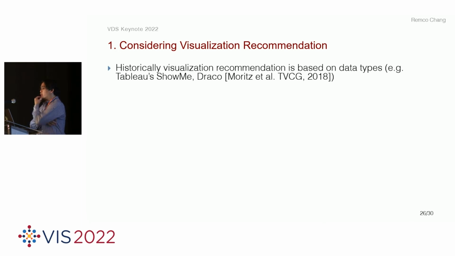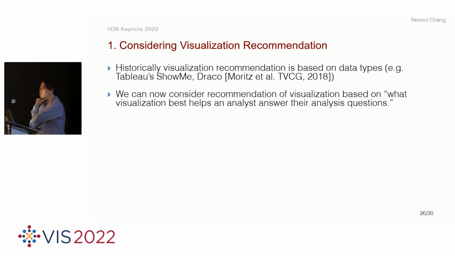So I mentioned that historically, we think about visualization recommendation as being based on data types, like Show Me and Draco. But now we can consider recommendation of visualization based on this notion of what visualization best helps an analyst answer their analysis questions, right? In other words, we can now think about recommending visualization based on the hypothesis that it can solve.